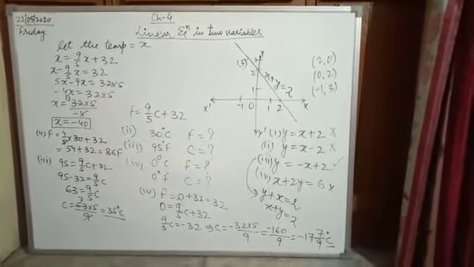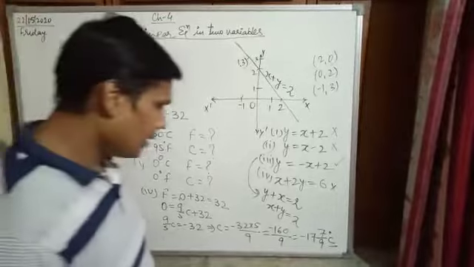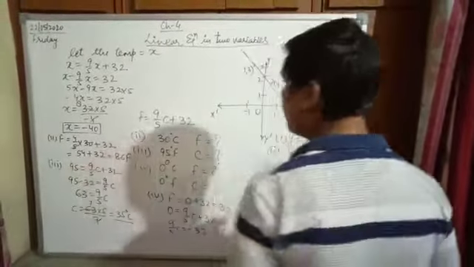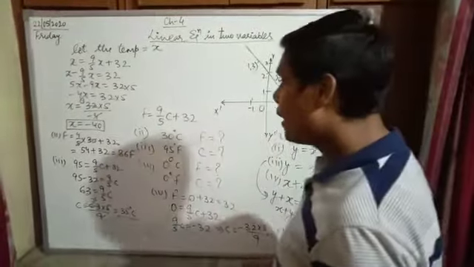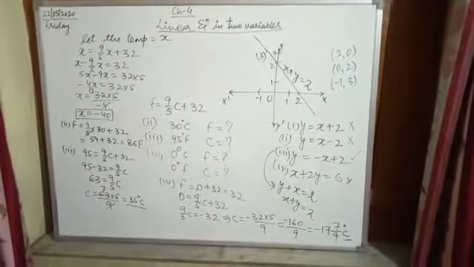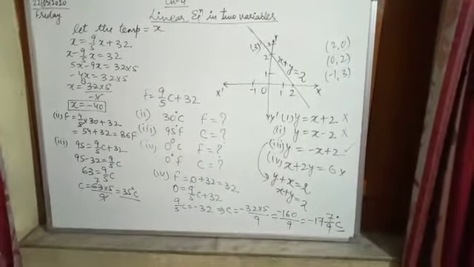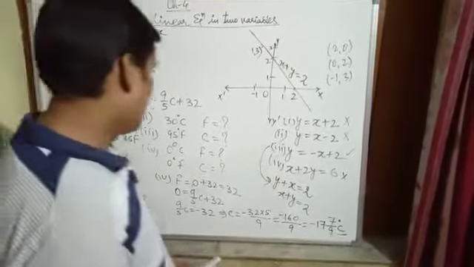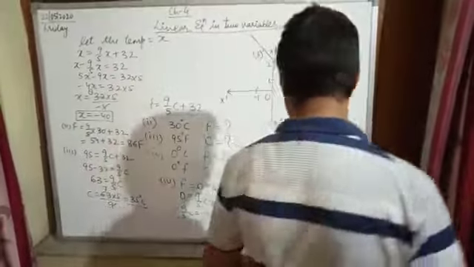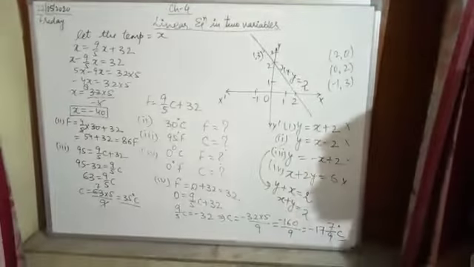At minus 40, if X is equal to minus 40, then the Fahrenheit and Celsius temperature will be the same at this point. This is the concept of the linear equation in two variables. And now solve the questions of this one exercise, and if there is any doubt, you may ask. Okay, class.